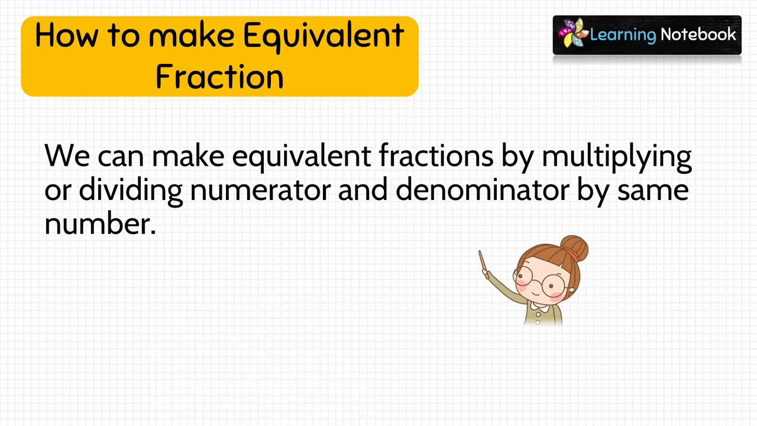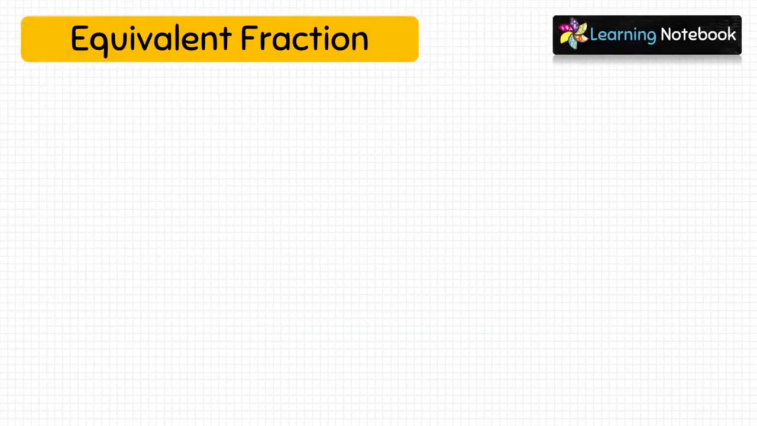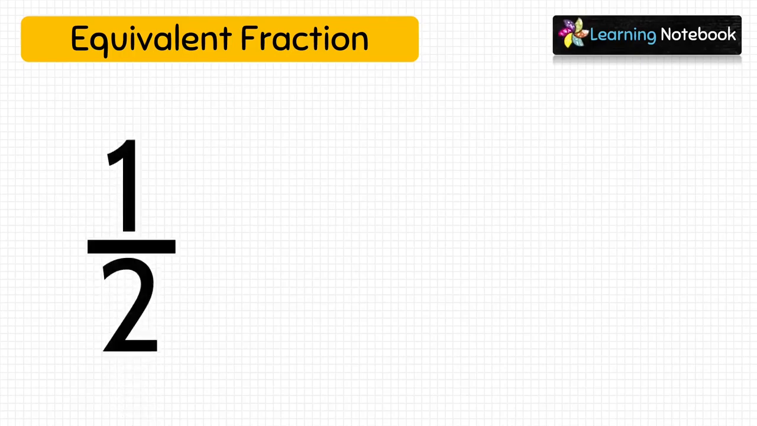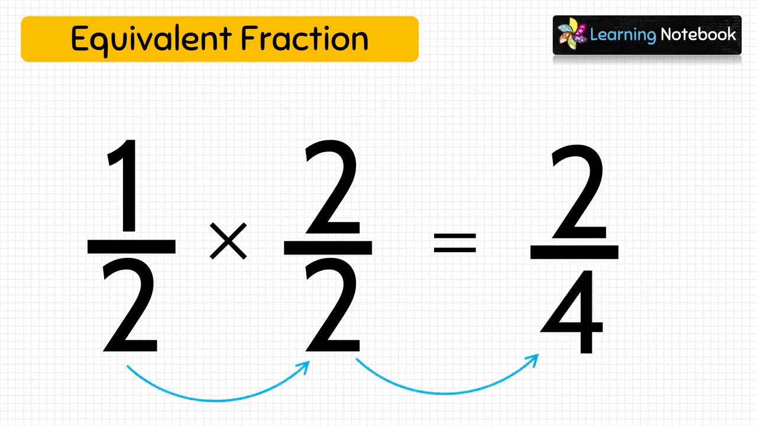Let's understand this with the help of examples. Suppose we are given a fraction 1 by 2 and we have to write its equivalent fraction. So for this, we will multiply both numerator and denominator by same number, let's say 2. So 1 into 2 equals 2 and 2 into 2 equals 4. So 2 by 4 is an equivalent fraction for 1 by 2.